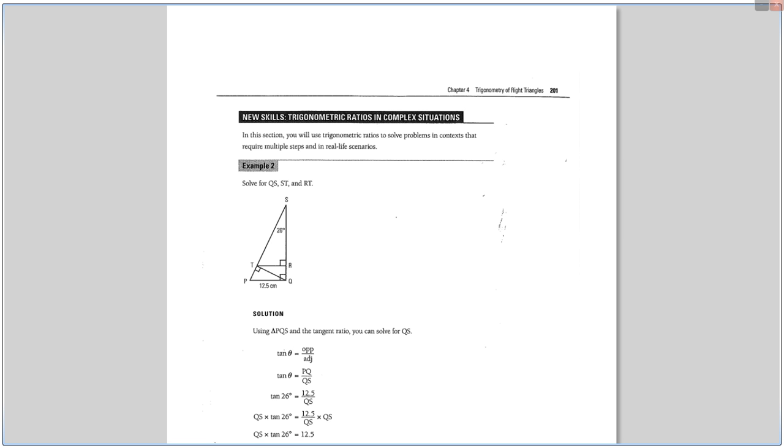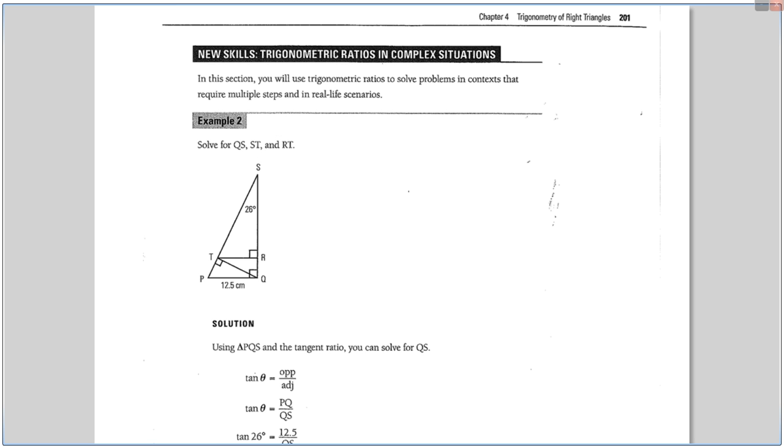All right. See this new skills, trigonometric ratios in complex situations? How much did this book give you as a warm-up? 1 page, barely nothing. Do you guys want more of a warm-up? Or do you want to just jump right in? So tomorrow, do you want me to jump right in? Hands up if you want me to just jump right in to hard stuff. Okay. How many want a warm-up?